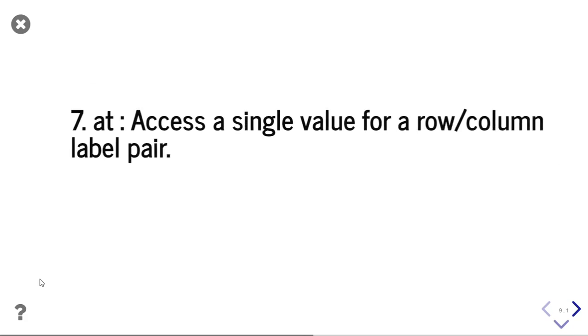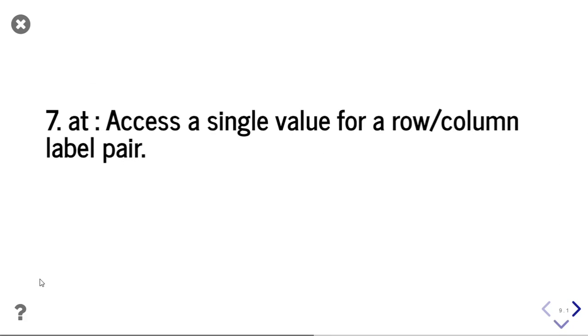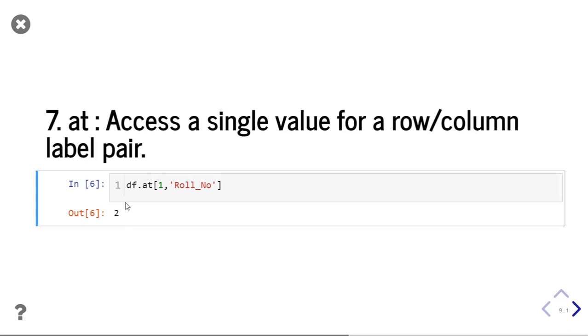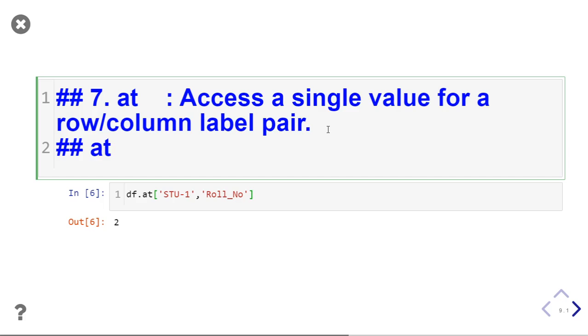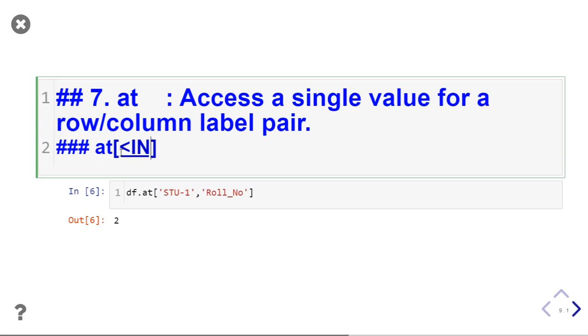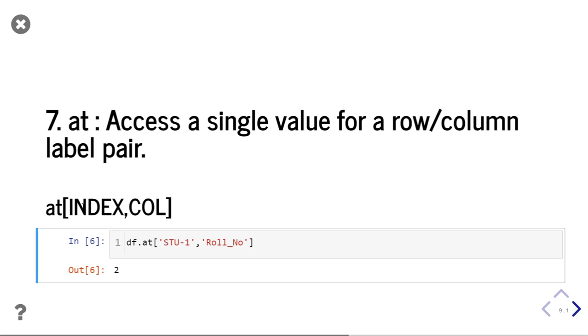Fine, let us move to our seventh attribute, that is at. Sometimes if you want to access a particular value from your data frame, you can use the at operator. It will access a single value of your data frame. You can consider a data frame as a table, and if you want the value for a particular cell, you can use the at attribute. So we can do df.at, then I will provide my index then columns. There is a syntax to use at. You will provide first index then columns.